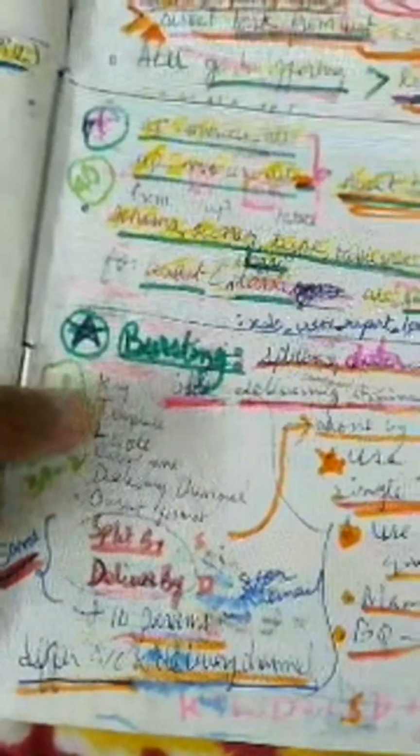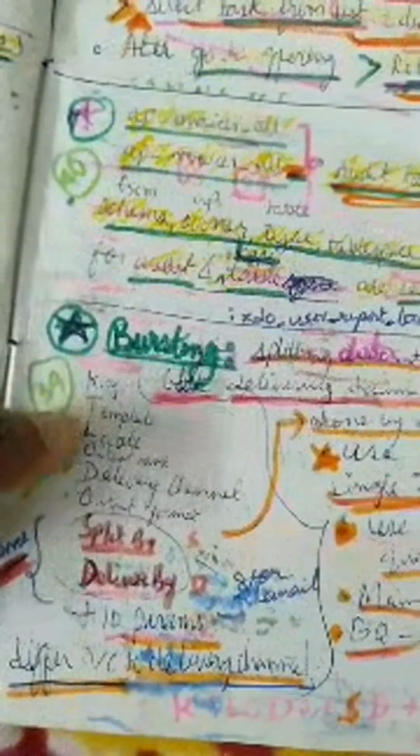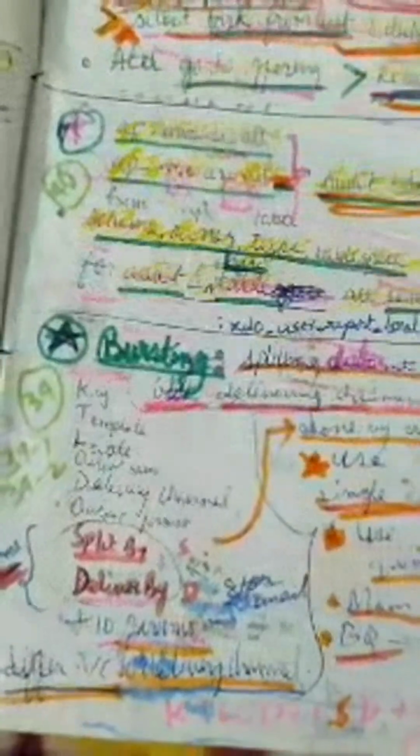So KTLOD has key, then there is a template, locale, output name, delivery channel, output format, split by, deliver by, and the rest of the 10 parameters depending upon the delivery channel. So let's say if I want to deliver it to a single destination, then we'll use a single value as key. If I need to give a single output in the main query, we'll use the same in the bursting query.